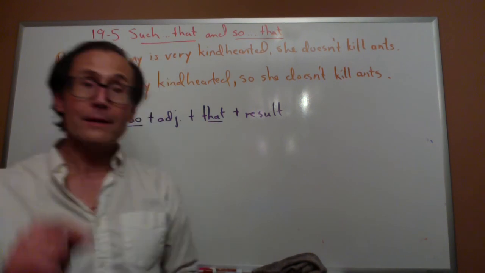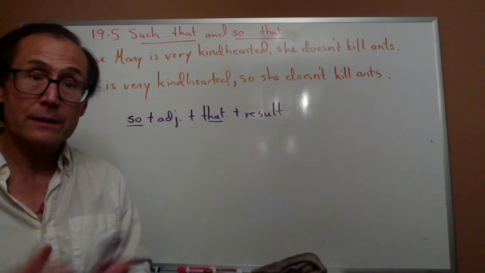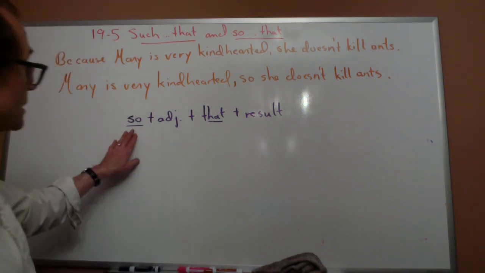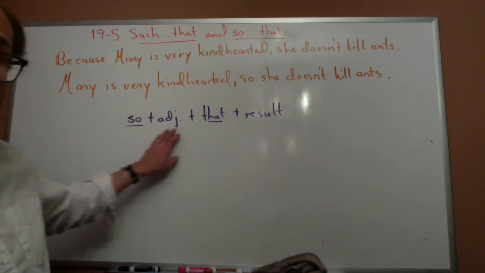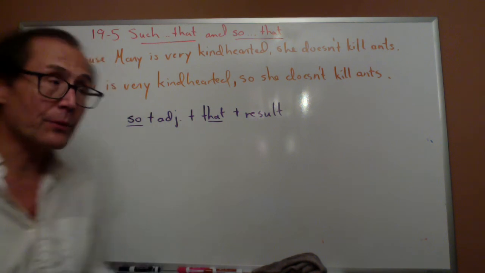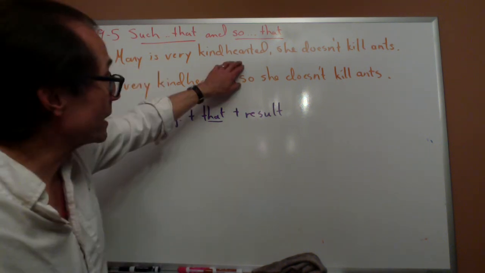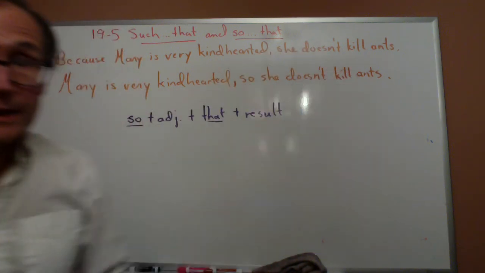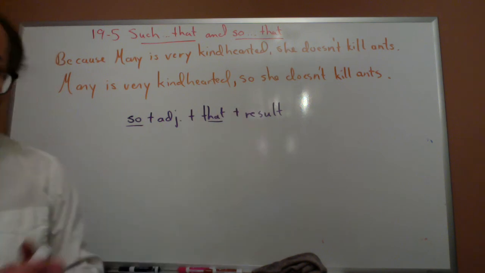Okay. Another way that I can say the same idea is to use this pattern. I could say so plus adjective plus that plus result. Let me give you an example using these ideas. Because Mary is very kind-hearted, she doesn't kill ants. Mary is very kind-hearted, so she doesn't kill ants.